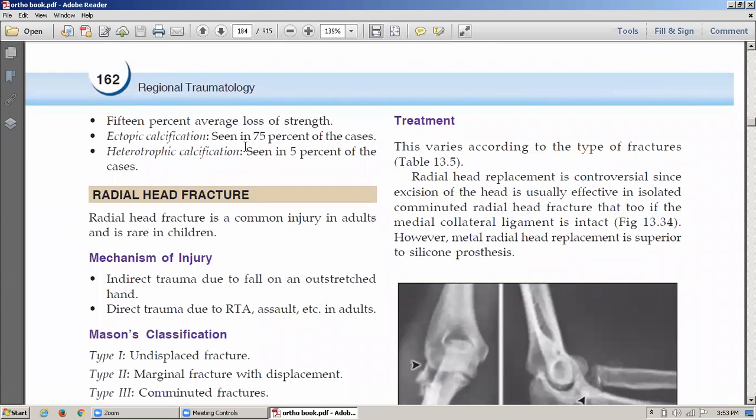There is a 15% average loss of strength. Then there is ectopic calcification seen in 75% of the cases, and heterotopic calcification seen in 5% of the cases.